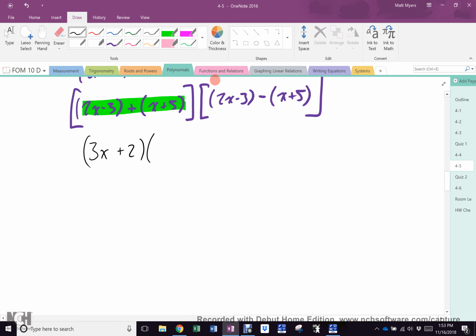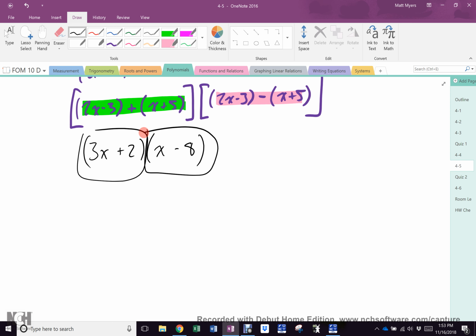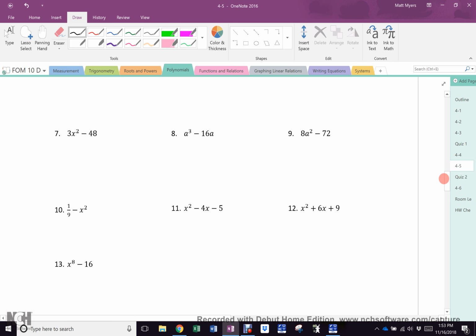Where's the like terms in pink? The X's. What's 2X take away 1X? X. What's negative 3 minus 5? Negative 8. Do I now have factor times factor? Am I done? Yeah. Easy peasy lemon squeezy. Everybody good? Yeah. Go. You got the rest of the day.